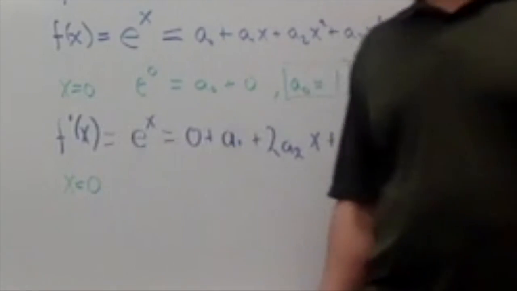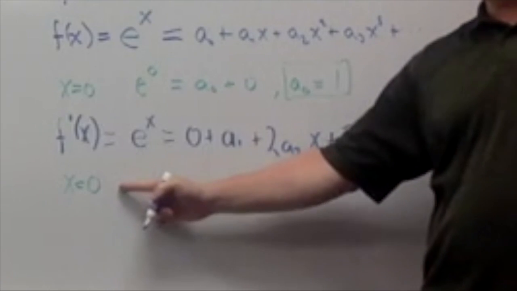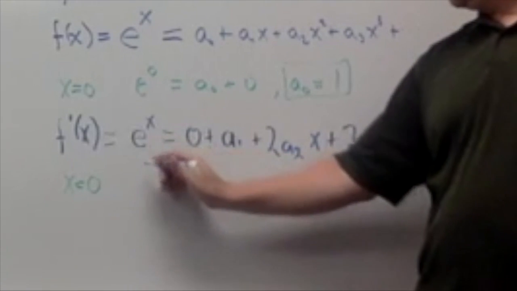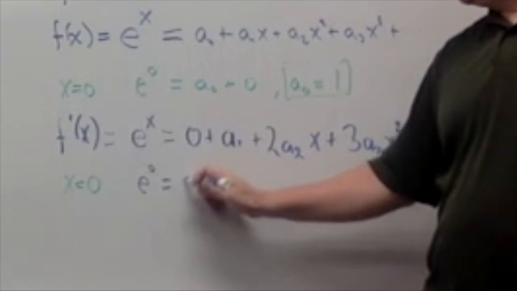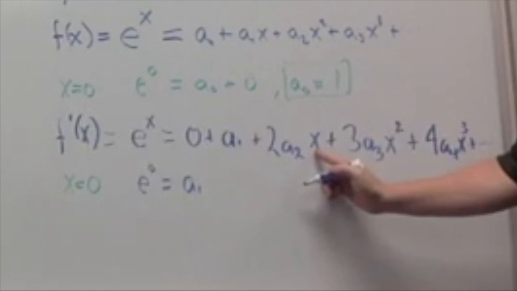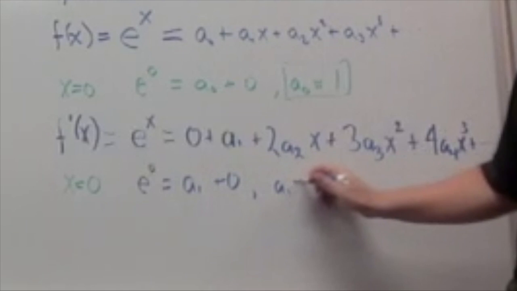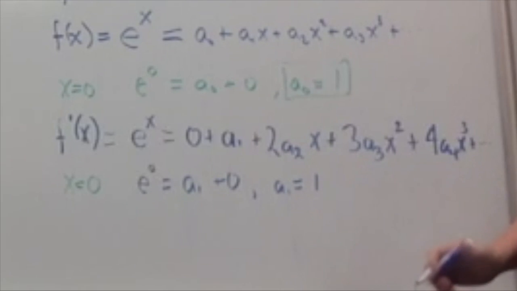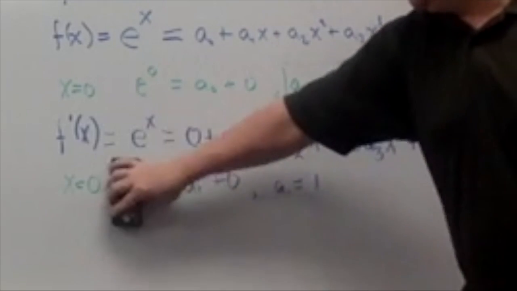I'm really going to get a lot of mileage out of this trick. If x equals 0, then e to the 0 is 1, which equals a1 plus 0, 0, 0. So a sub 1 has to equal 1 also. Nice. Why did I switch to blue? I want this to look good, in case other people look at it.